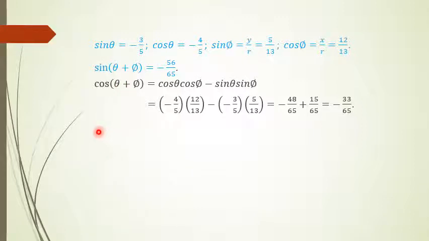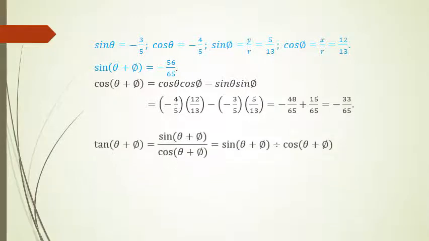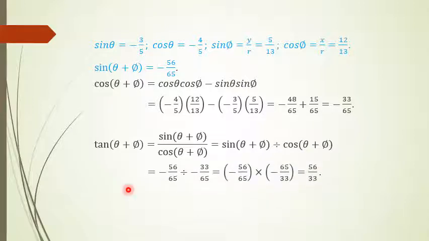Now we are ready to calculate tan theta. So tan(theta plus phi) is equal to sine(theta plus phi) over cos(theta plus phi). Since sine(theta plus phi) is a fraction and cos(theta plus phi) is also a fraction, it will be easier, if we are not using a calculator, to write it as sine(theta plus phi) divided by cos(theta plus phi). Then we will be dividing fractions.